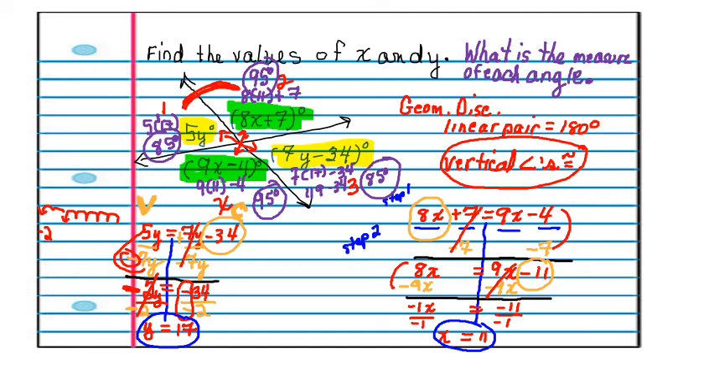And then we can always double check this at this time, because we know we have linear pairs here. Linear pairs equal 180 degrees. So we can go 95 plus the 85. Does it equal 180? And once you've done the math, you say yes, and all is good in Geometryville.